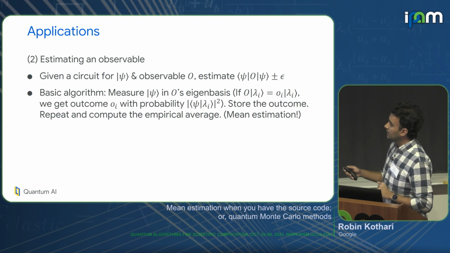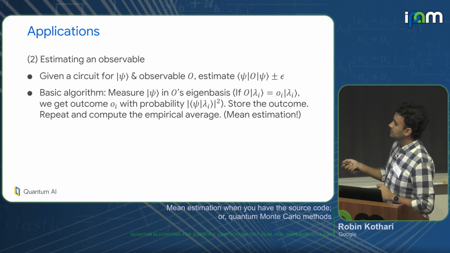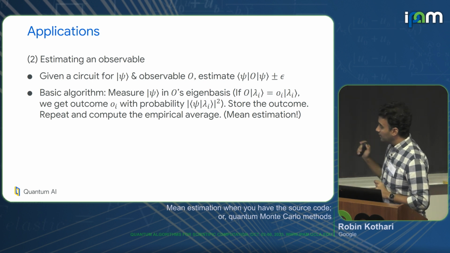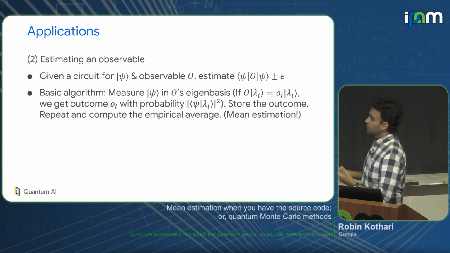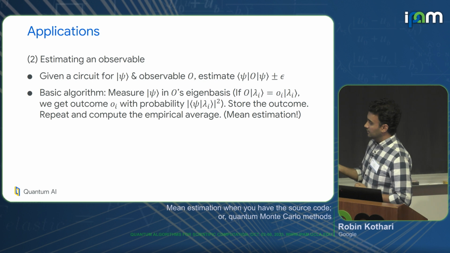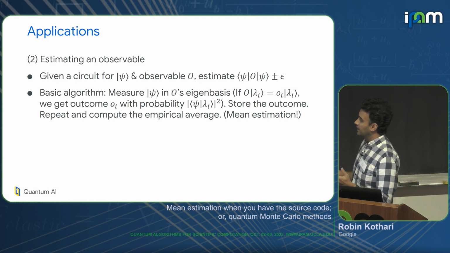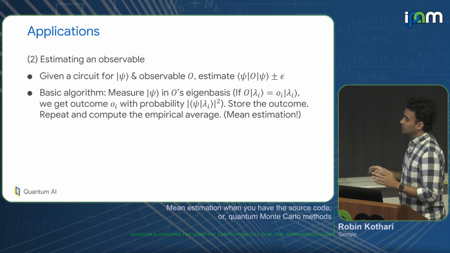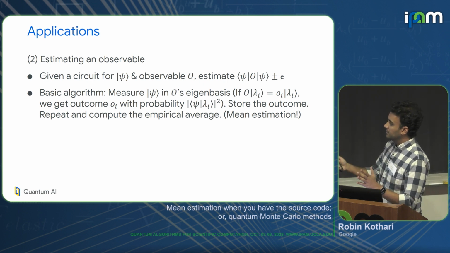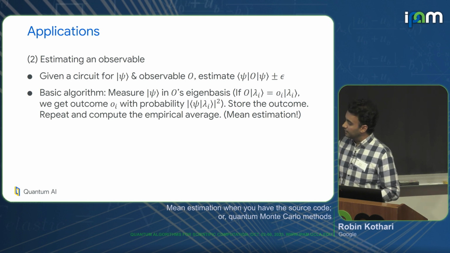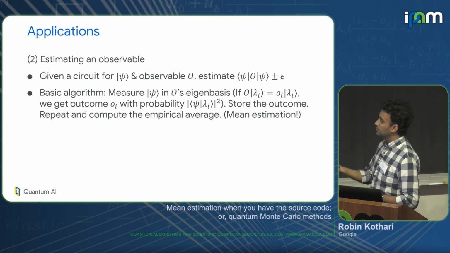So in other words, what I mean is if O has some decomposition, which is like O acting on the eigenvector lambda i gives you little o_i lambda i. When you do this measurement, you'll get this little o_i observed value with some probability, which is related to the inner product squared of psi and the eigenvector. So this is again a mean estimation task, right? You now view this object as a black box. You do this thing, you get a real number o_i, and you get it with some probability.